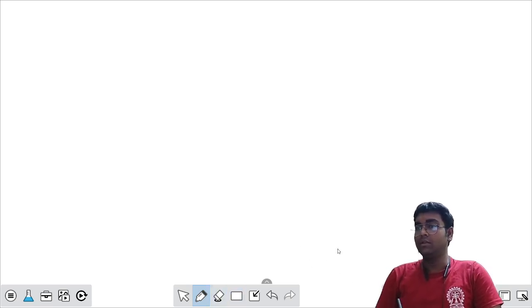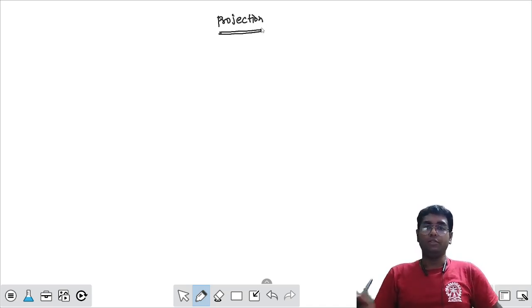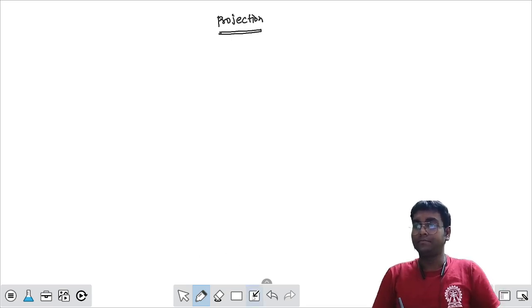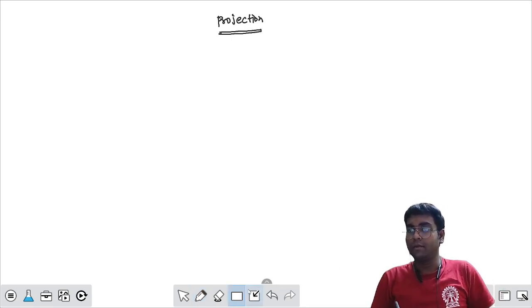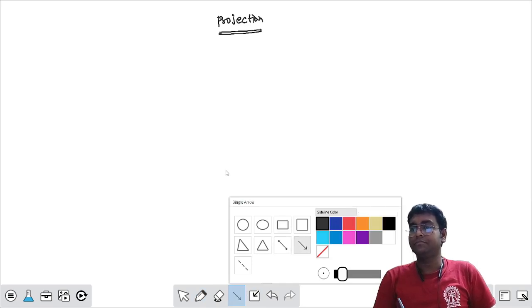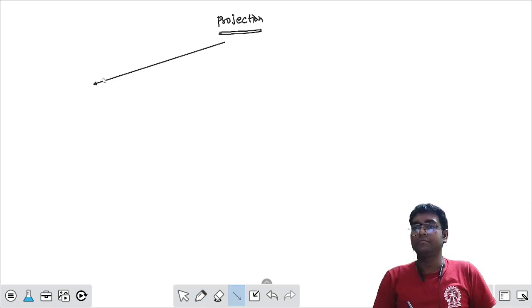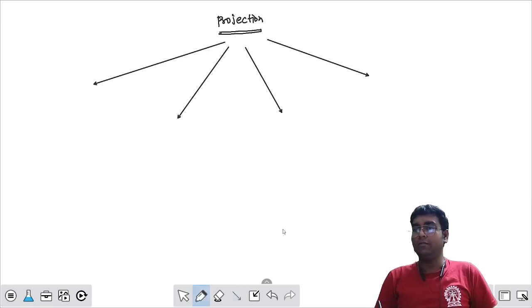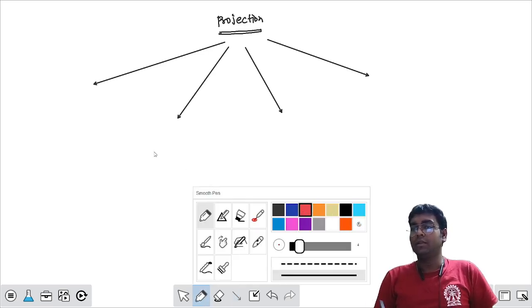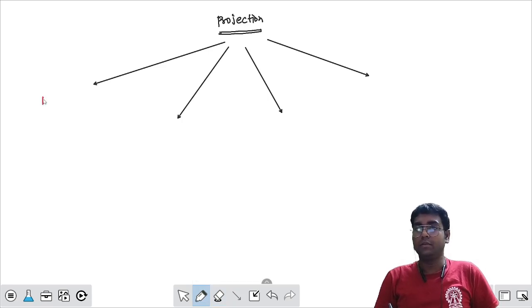Okay, so let's classify our projections and how many projections we have to know about. So there are three-dimensional projections, which are, firstly, we will discuss the flying wedge projection. Let's classify it like this.